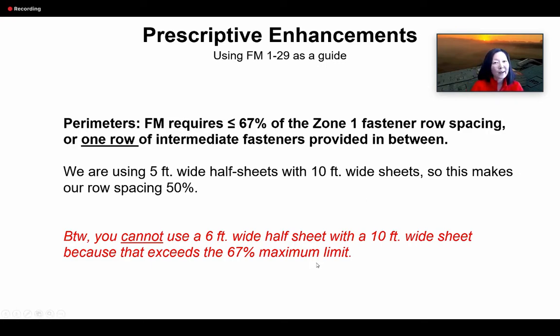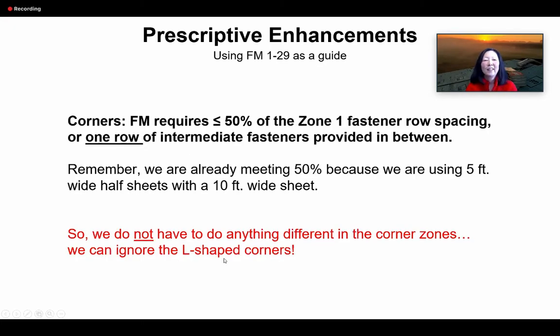This question, and you'll see in red, comes up a lot. Can I use a 6-foot half sheet with a 10-foot wide sheet? And the answer is no, because that exceeds that 67% limit that FM gives us. I know you guys are going to try to squeeze as much as you can, but unfortunately, using a 6-foot wide half sheet with a 10-foot roll does not work. It's not kosher. For the corners, FM says you can't exceed the row spacing you're using in the field by 50%. And again, going back to the 1 row of intermediate fasteners.